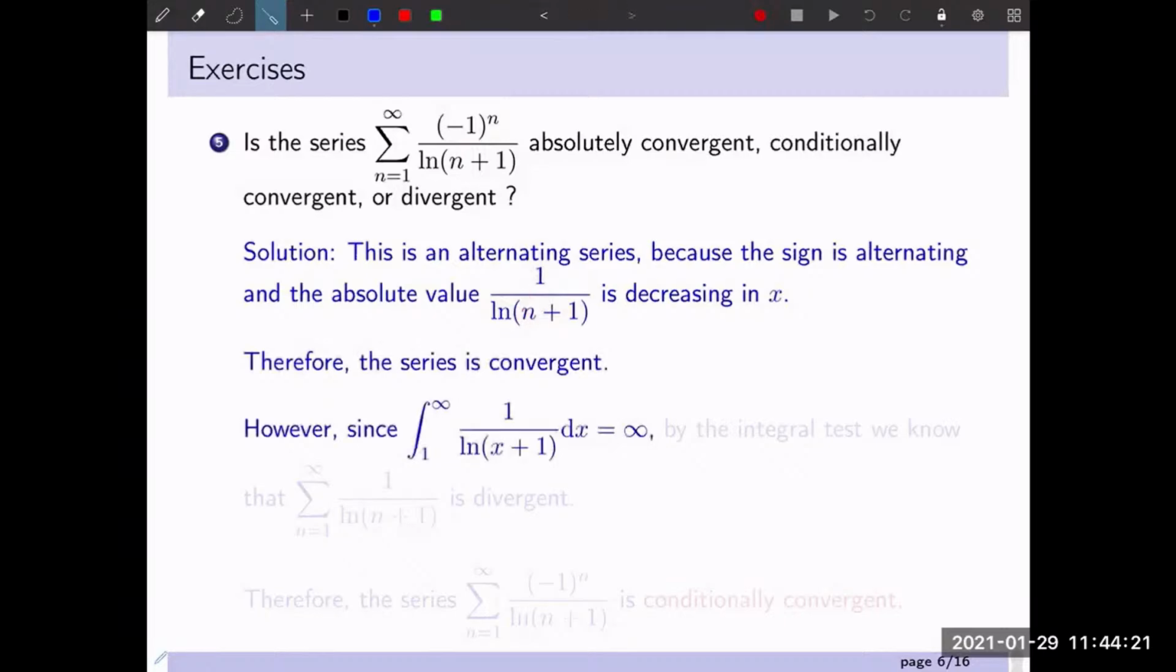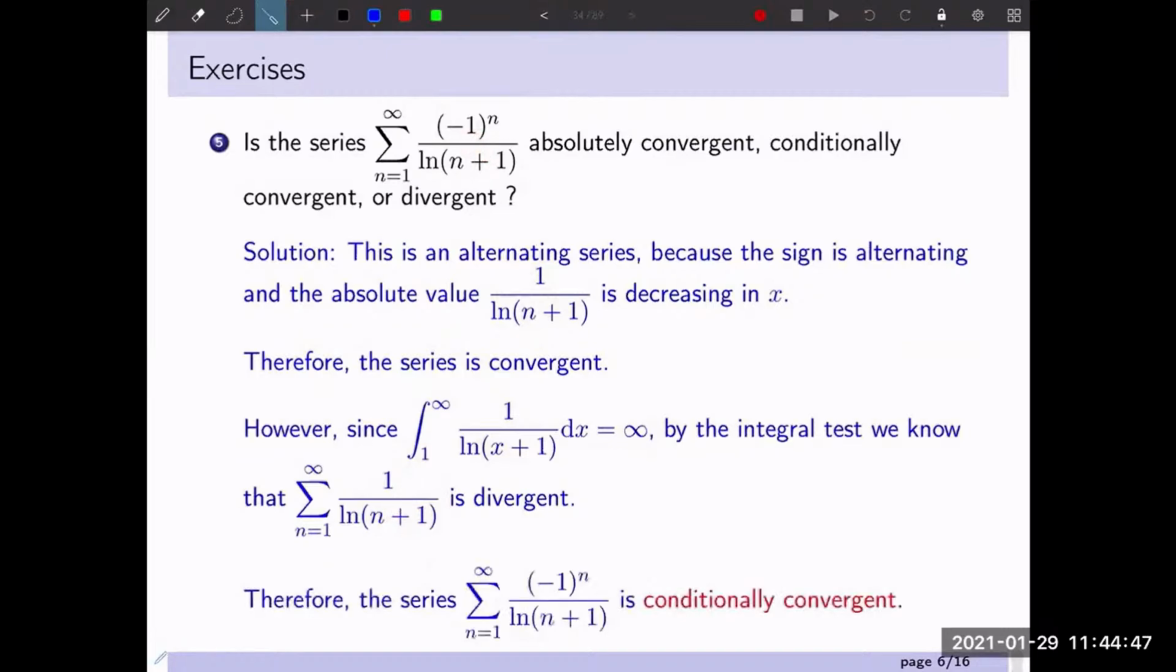Okay. So why is this divergent? Because you can use the integral test. For a positive series, this is a decreasing function of n. You can compute the integral of this, and the integral would be infinity. The integral test shows that the series is divergent. So the absolute value series is divergent, but the original series is convergent. In this case, it is called conditionally convergent. This is the definition of conditionally convergent. So it's not absolutely convergent, but it is convergent.